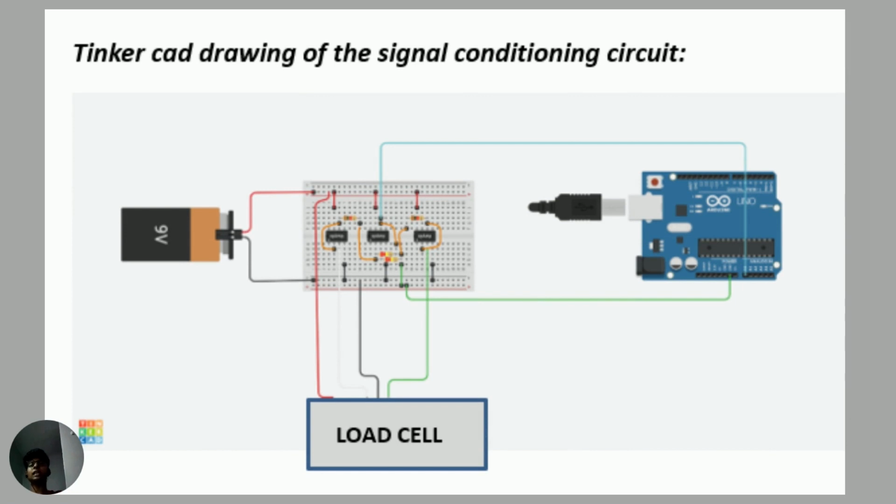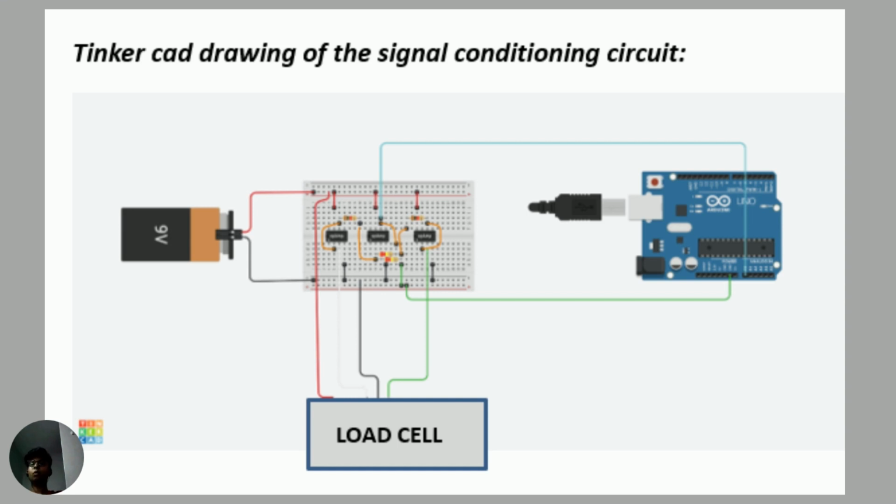So this is the Tinkercad drawing of the signal conditioning circuit. As we see, the battery will be connected, positive to the positive terminal and negative to the negative terminal. The first op-amp is known as the first voltage follower, and then the second one is the differential amplifier, followed by the second voltage follower.